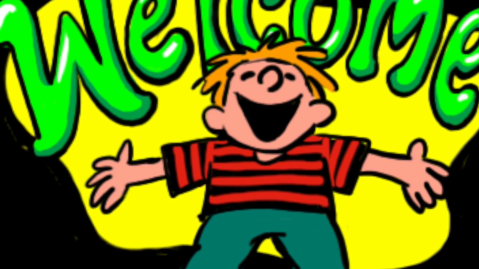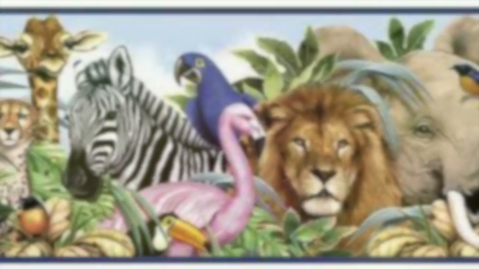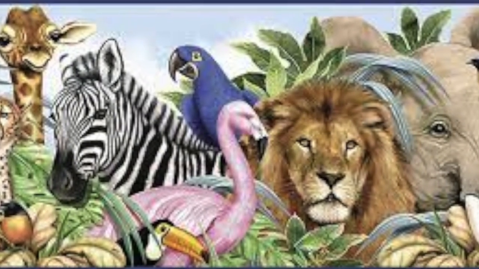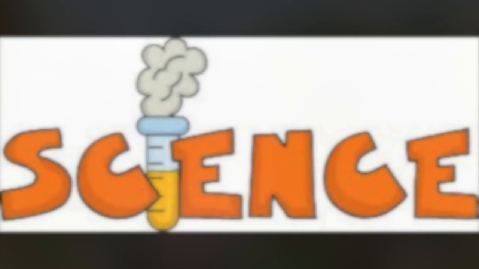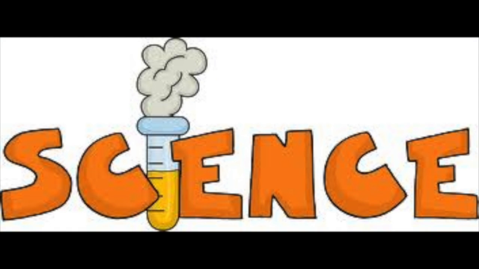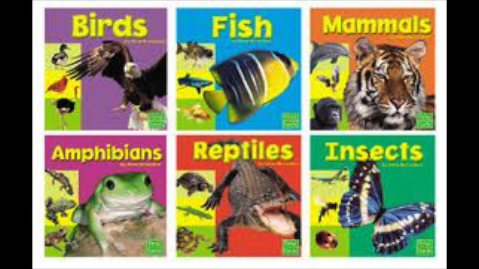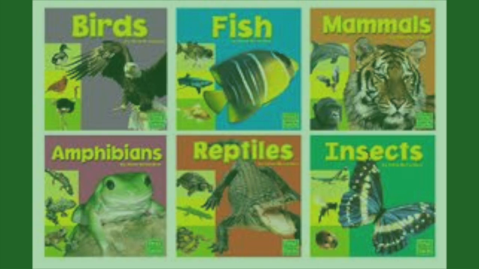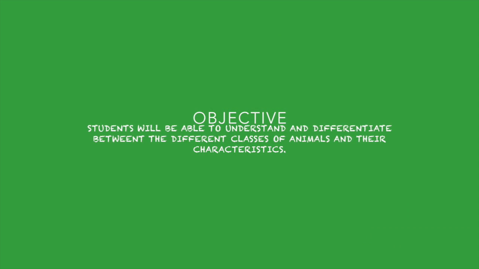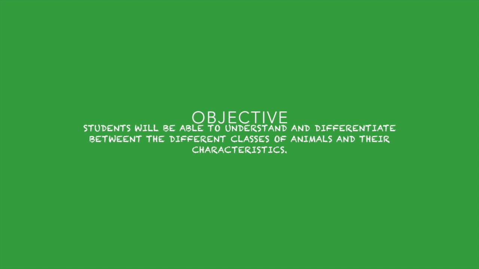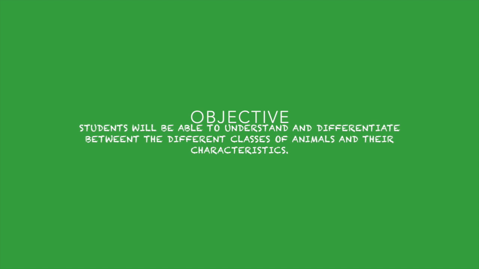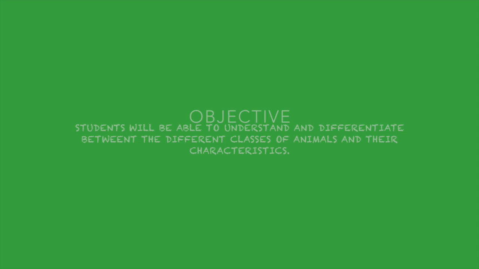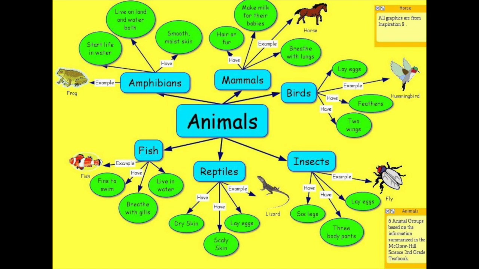For today, we are going to be learning about animal types. Animals and the classes that they fall under are in the content area of science. The 6 classes of animals you will be learning today are amphibians, mammals, birds, insects, reptiles, and fish. At the end of today's lesson, you will be able to understand and differentiate between the different classes of animals and their characteristics. Okay, class, let's get started.